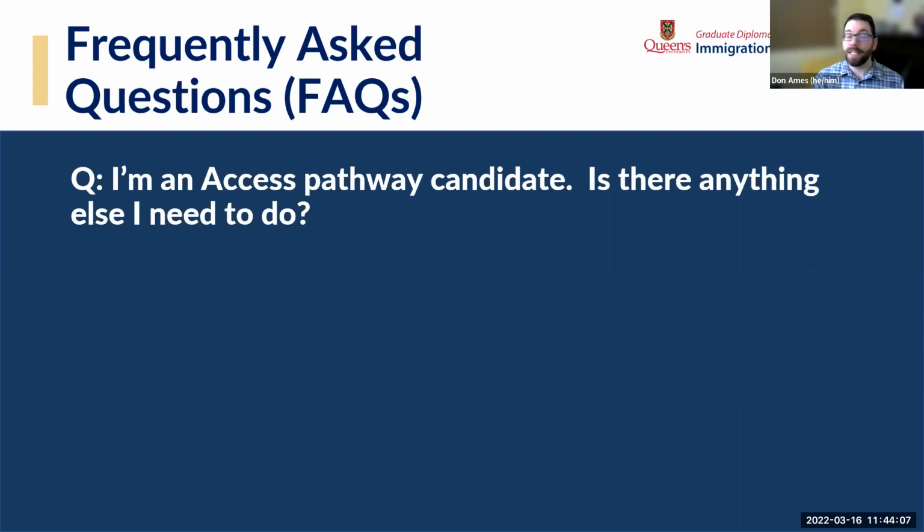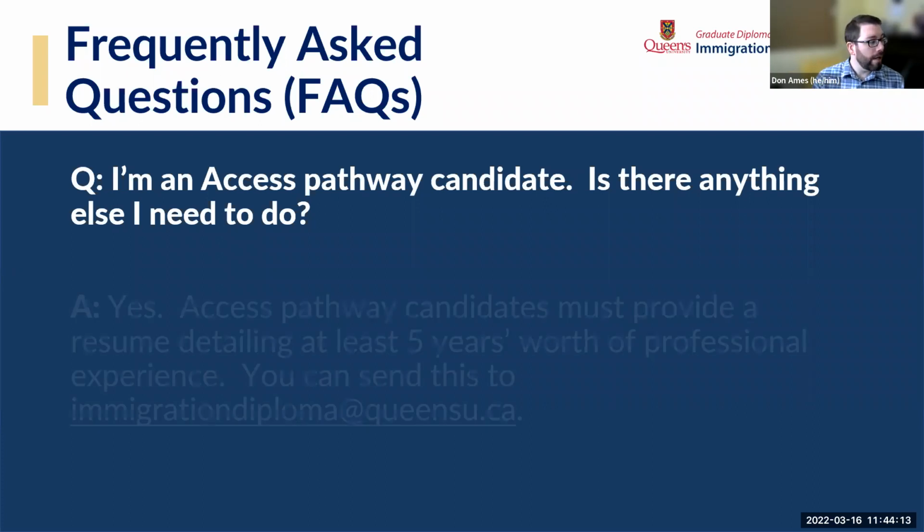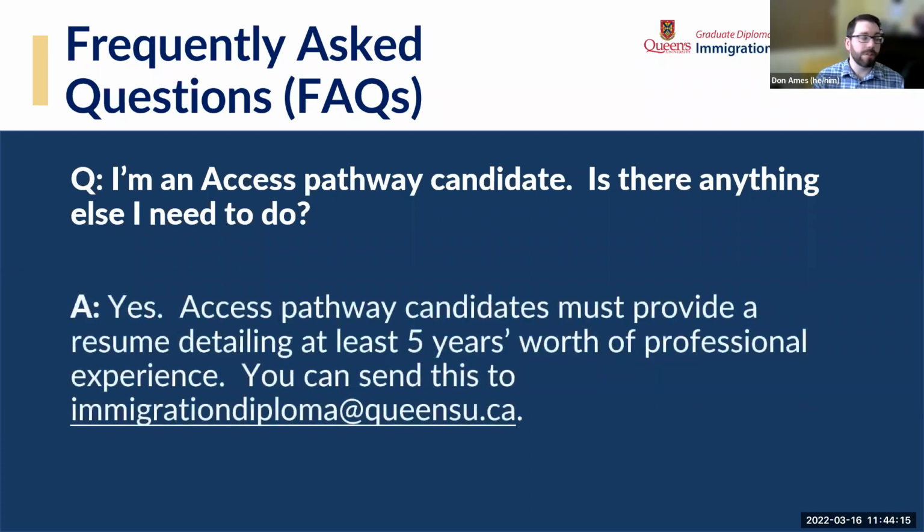Perhaps there's an issue with statements, or you wanted to just provide and make sure that you have a different pathway. For our access pathway candidates, you have to submit a resume with at least 5 years of professional experience detailed on that resume. You actually email that directly to us at immigrationdiploma@queensu.ca. And again, if you're emailing us a resume because you are an access pathway candidate, make sure that you list your application reference number in your email somewhere.